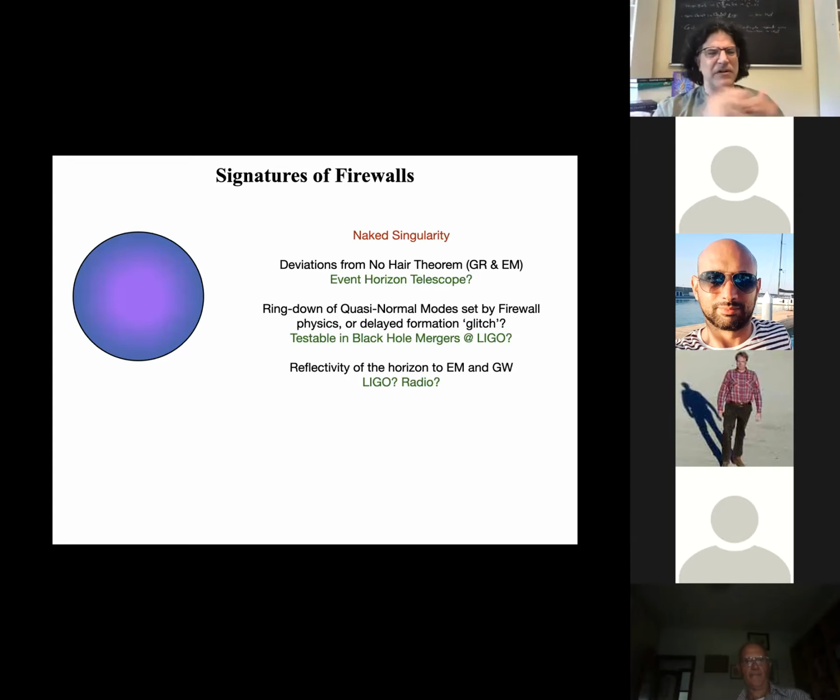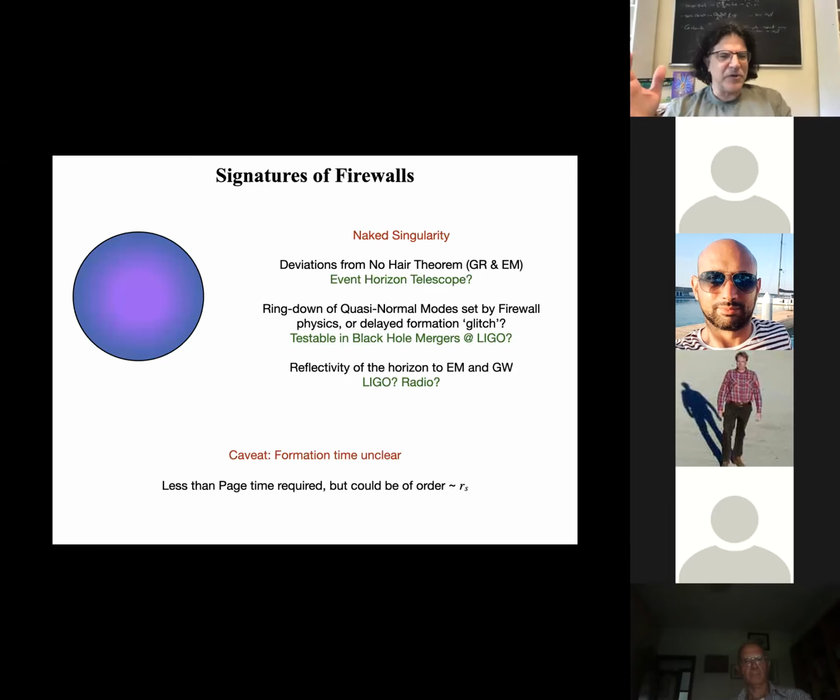We think that the ring down of the quasi-normal modes would be set by firewall physics. Perhaps they're masked, perhaps a delay of a firewall coming out after a black hole merger would not then affect the quasi-normal modes, but a glitch might occur at some time a little bit after the formation of the final black hole, something that you would hope to be measurable at LIGO and perhaps soon. And then the properties of the surface, like reflectivity with respect to electromagnetism or even gravitational waves, that could be something seen mapped out in templates at LIGO or in radio astronomy, very low frequency radio astronomy for solar mass or 10 solar mass black holes, but in principle, possible signals.